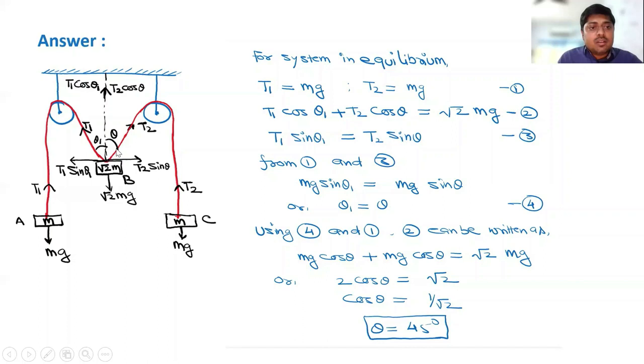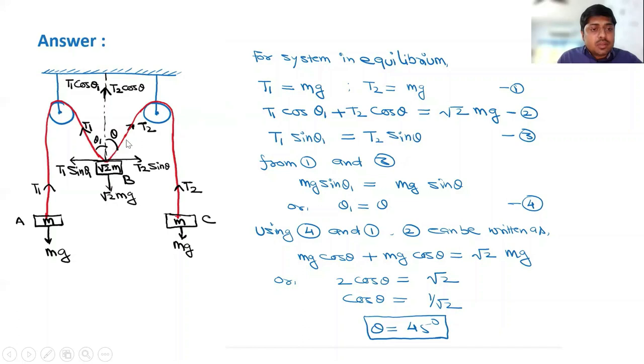So we can write it like this because we know that this is an equilibrium system. So the addition of these two components, that is T1 cos theta 1 plus T2 cos theta, must be equal to the force that is coming because of the mass and gravity, that is square root 2 m into g.